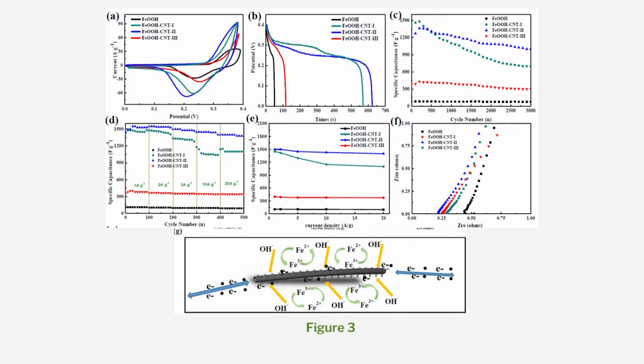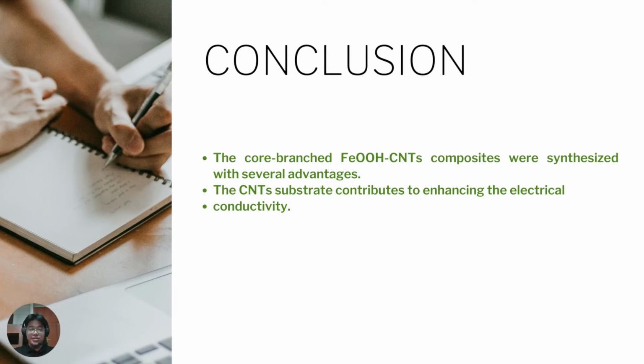In summary, as schematically illustrated in figure 3G, during the charging-discharging process, the conversion of ferrum 2 plus and ferrum 3 plus can be fully carried out on the uniformly distributed ferric hydroxide oxide, and electrons can rapidly transfer along the carbon skeleton. Therefore, the core-branch structure of ferric hydroxide oxide CNTs greatly promoted the improvement of its electrochemical performance. So, in conclusion, the core-branch ferric hydroxide oxide CNTs composites were synthesized with several advantages as electrodes for supercapacitors.